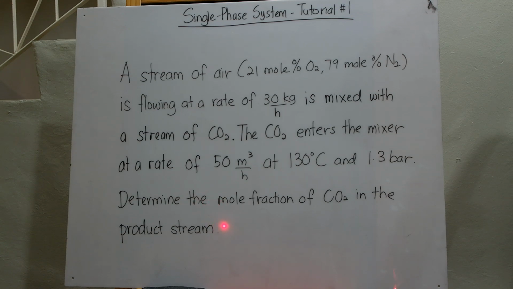So in this question, we have one stream, air, mixed with a stream of CO2. So we have two streams going into a mixer and we have one product out. The stream of air goes into the mixer at 30 kg per hour in mass flow rate. CO2 enters the mixer at a volumetric flow rate of 50 meter cube per hour with a pressure of 1.3 bar and temperature 130 degrees C. So we are asked to find the mole fraction of carbon dioxide in the product stream.